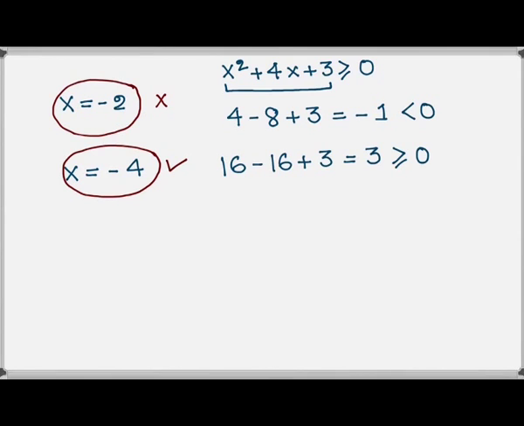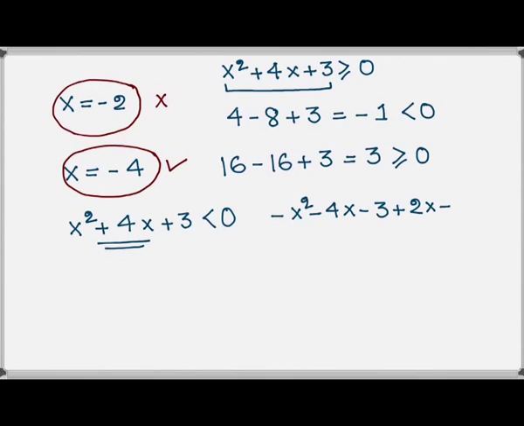Now we solve the equation for all those values of x for which x square plus 4x plus 3 is strictly less than 0, and in this case our equation becomes minus x square minus 4x minus 3 plus 2x plus 5 is equal to 0. That is, we have x square plus 2x minus 2 is equal to 0.